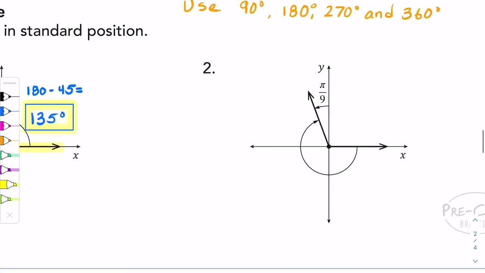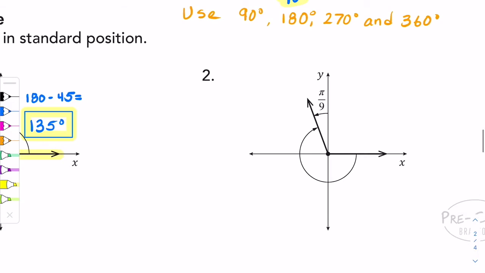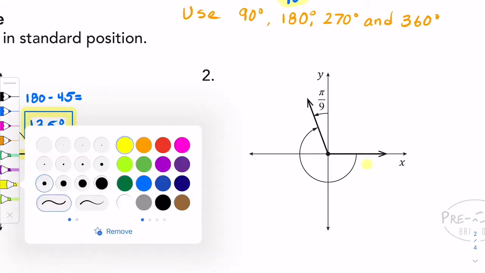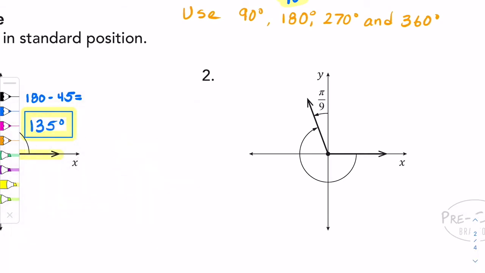Number two. Number two is already in radians. So there's a few things to note on this problem. First, here's our initial side. Here's our terminal side. You can see that this graph moves clockwise. That means it's going to be a negative angle. But also, our angle is given to us in radians. That means your final answer needs to be in radians. You need to keep your answer consistent throughout the problem. So if it's given in radians, then your answer needs to be in radians.